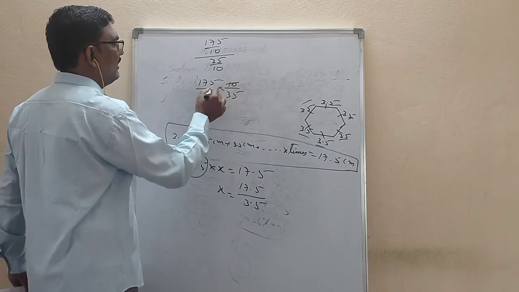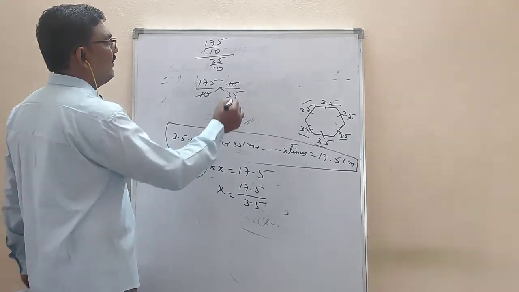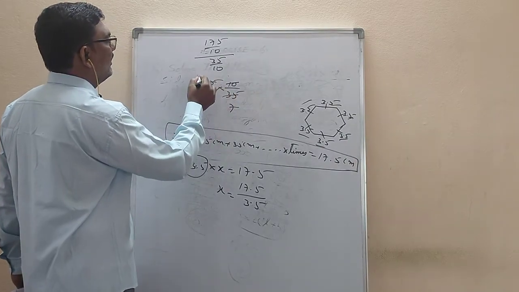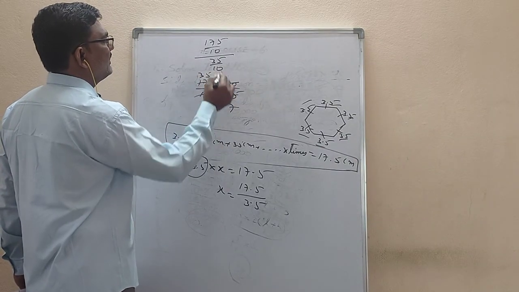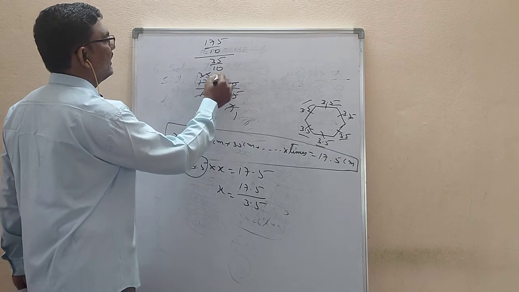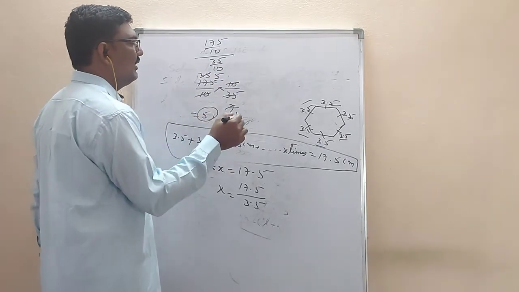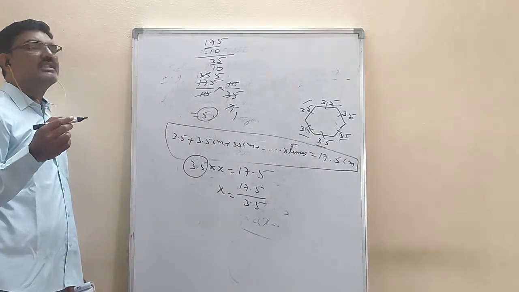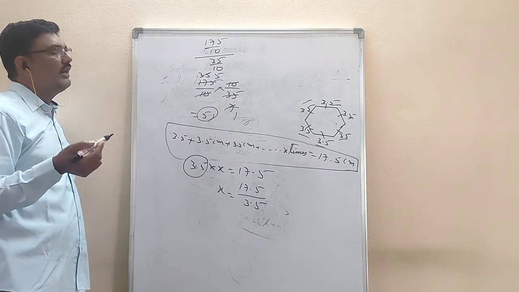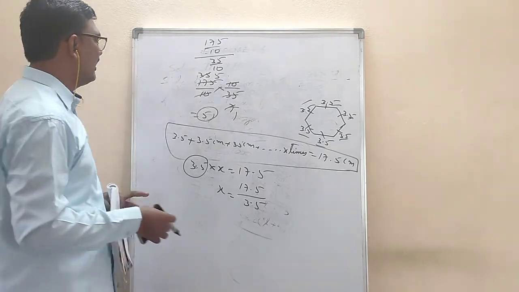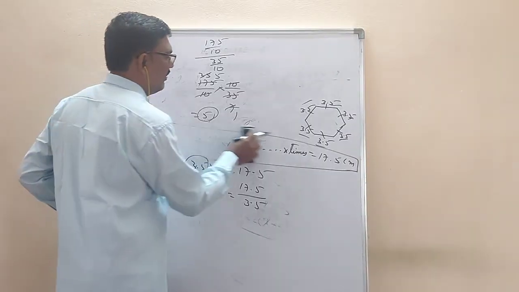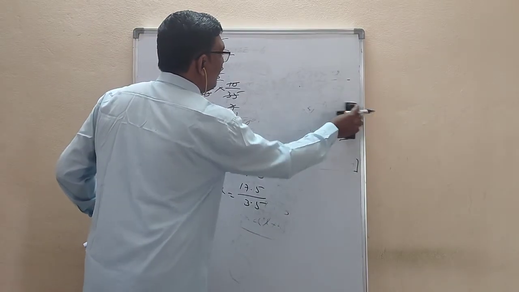Now 10 cancelled. And the 5 table: 5 sevens are 35, 5 threes are 15, 5 fives are 25. So 175 divided by 35 is 5. That particular polygon has 5 sides. A 5-sided polygon is called a pentagon. So the answer is 5.